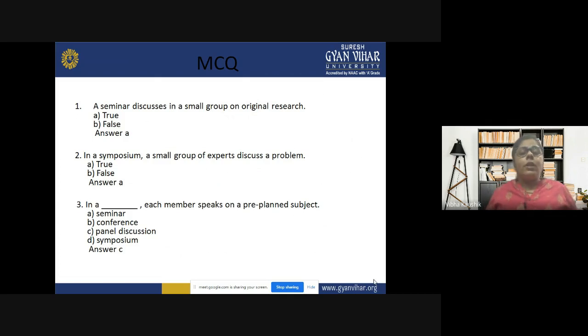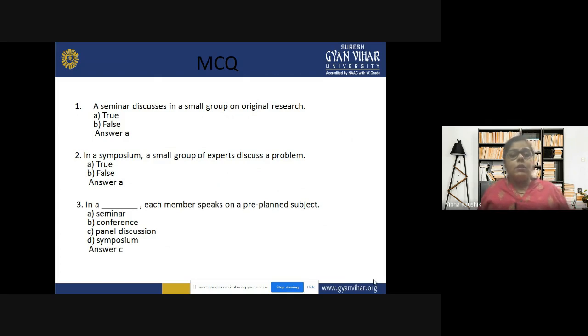When we are going to organize a symposium, we are saying that there will be a small group of experts, and that small group of experts will discuss a problem. Now the options are A true or B false. Now you have to state whether this statement is true or false. So the correct answer is option A, that is, this statement is true. It means when we are going to organize a symposium, there should be a small group of experts and they will discuss a problem.